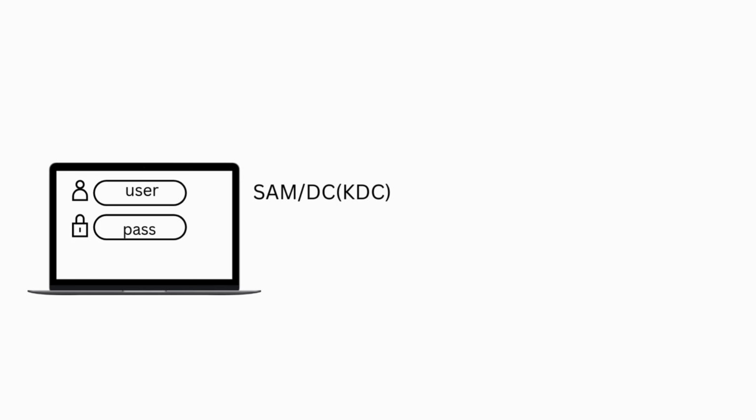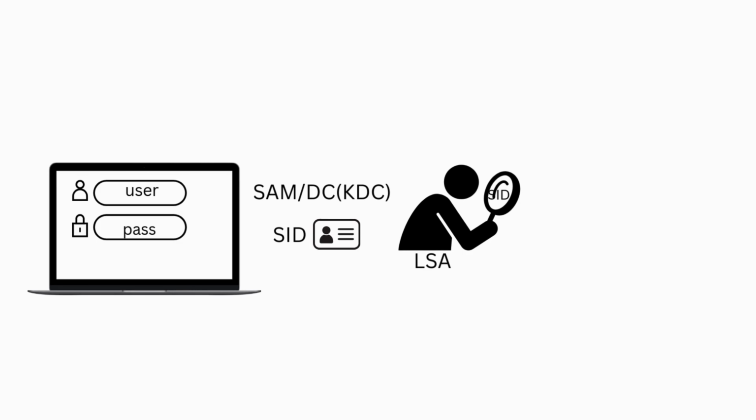SAM, Security Account Manager, in case this user is trying to log in locally, or the domain controller, the DC, in case this user is trying to log into the domain, will verify the credentials of the user. After verifying the credentials, the security identifier of the user, that unique identifier used for identifying different users and different groups, will be sent to LSA.